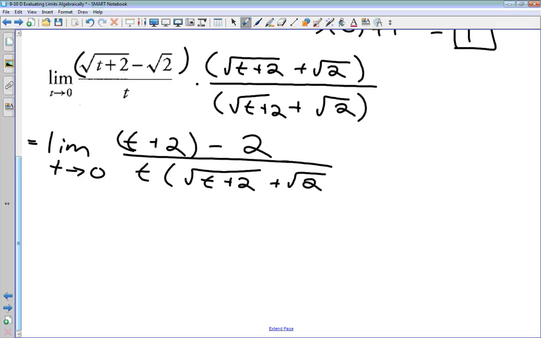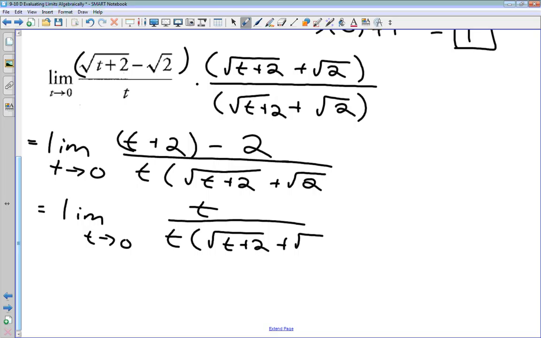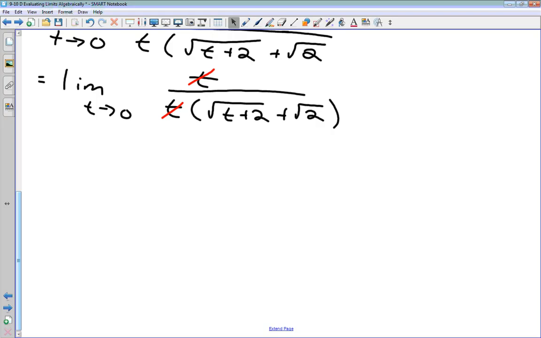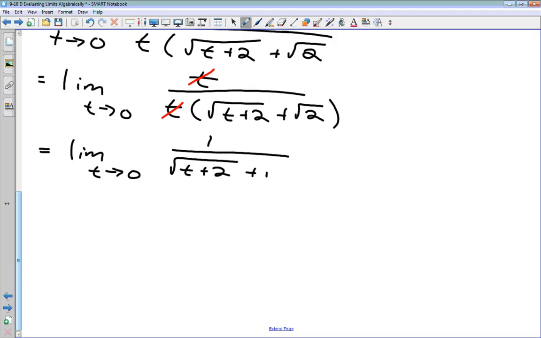What can we do from here? The numerator can be simplified a little bit. We're still doing the limit as t goes to 0 of t over t times root t plus 2 plus root 2. And you might say this hasn't helped us at all. This looks just as complicated as it did before. But there is one thing that we can do now that we couldn't do before. We've got a t in the numerator. We've got a t factored out in the denominator. Those are going to cancel out. So we're still taking the limit as t goes to 0, but now we've got 1 over root t plus 2 plus root 2.